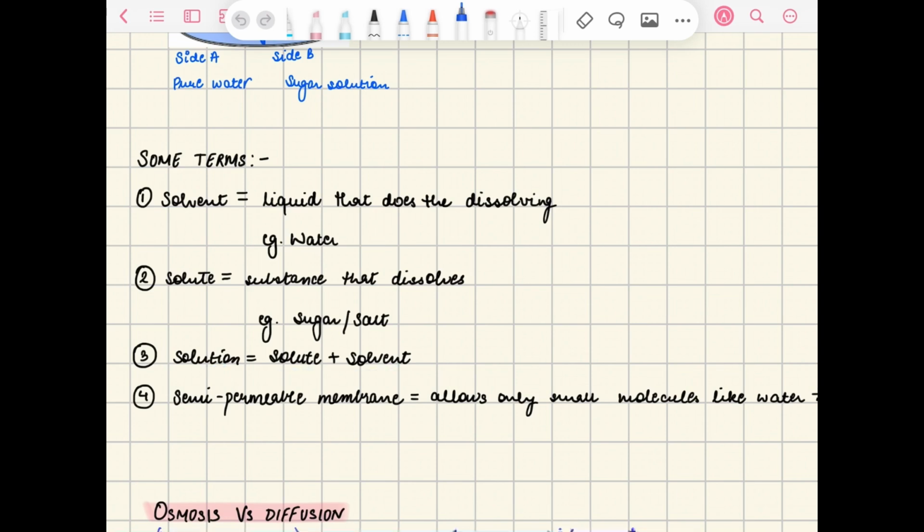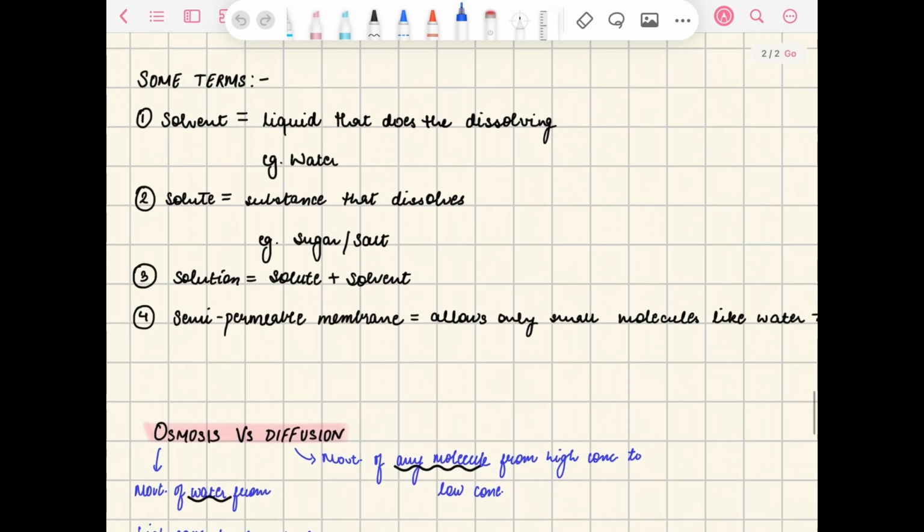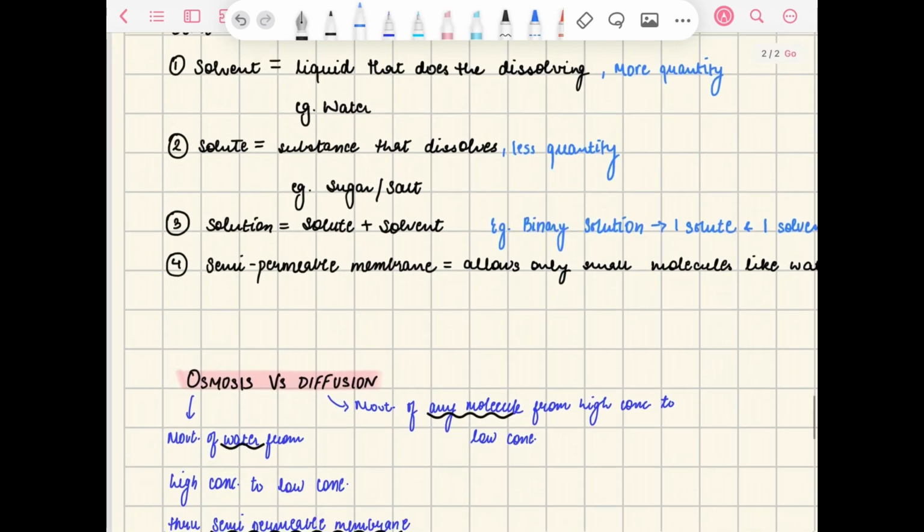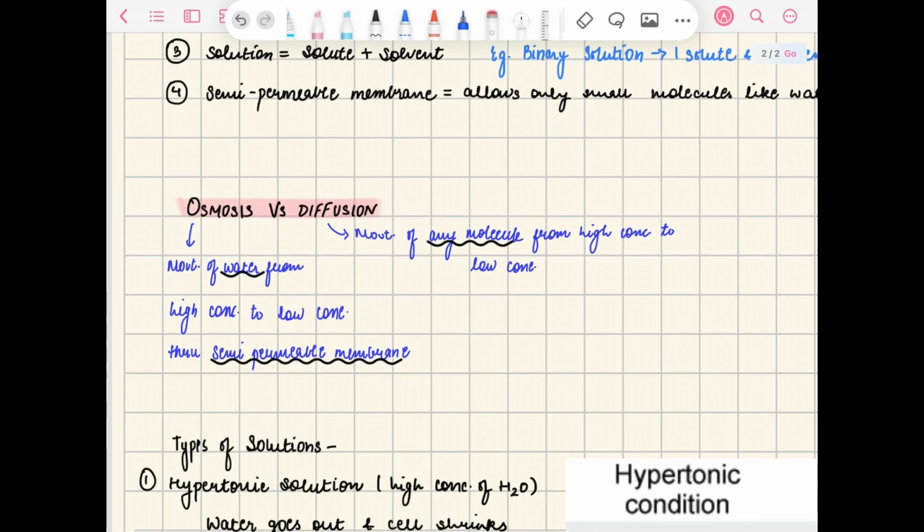There are many types of solutions out there, but the one we'll mostly talk about in your 11th and 12th would be a binary solution. Okay, and we have already studied the semi-permeable membrane. It allows only small molecules like water to pass. Now, what is the difference between osmosis and diffusion? Osmosis is the movement of water from high concentration to low concentration through a semi-permeable membrane. In the case of diffusion, it is the movement of any molecule from a high concentration to a low concentration.